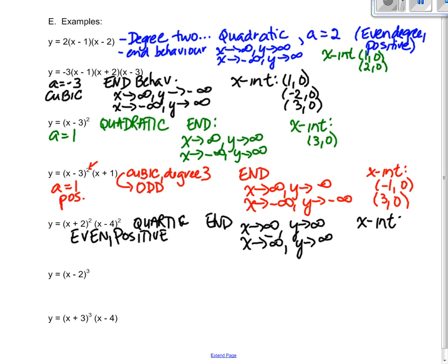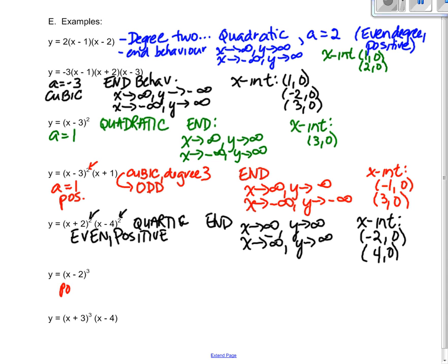X-intercept, again, both of these have a double, but we have 2 x-intercepts. One is -2, and one is +4 from last year. The next one is a cubic with an invisible leading coefficient of 1.